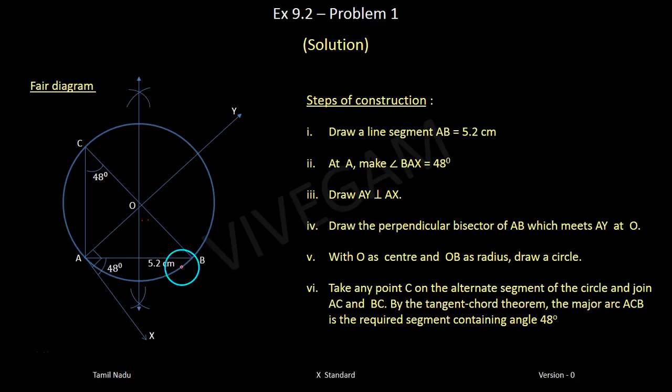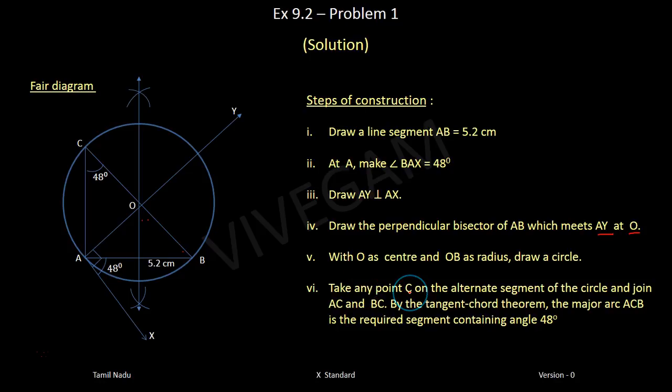Then draw a perpendicular bisector of AB. This is what we did by these two sets of arcs. Then we draw the perpendicular bisector, and the perpendicular bisector meets AY at O. With O as the center and OB as the radius, OA or OB both, draw a circle.